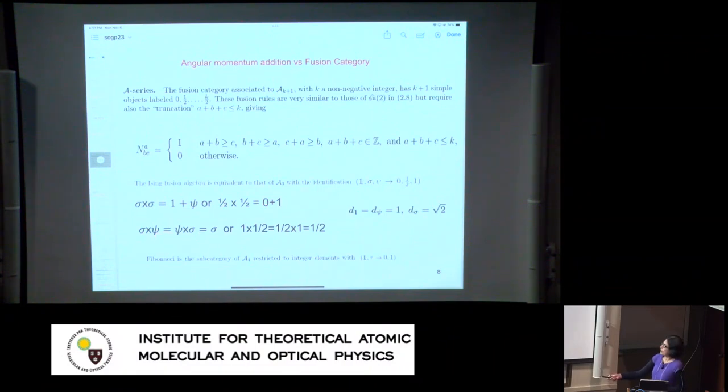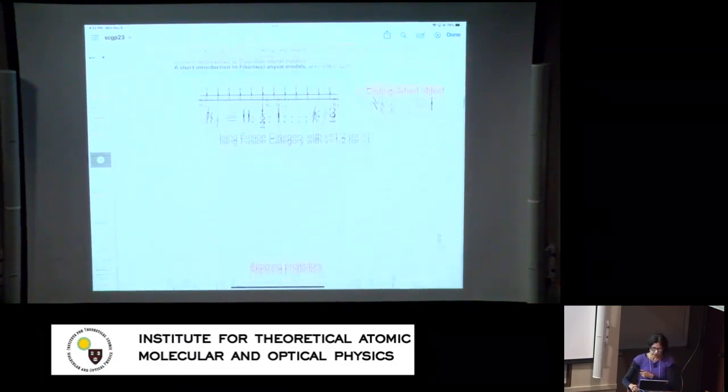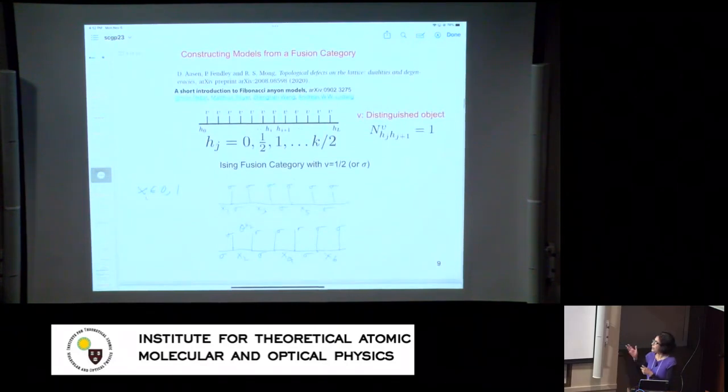Whereas sigma cross psi, you're fusing 1 with half, but this is not angular momentum anymore, so you don't get half plus 3 half, you only get half, because you have to obey a plus b plus c that is equal to k. So using this simple rule, you basically get the familiar Ising fusion algebra. But this is just like some games, right? So now I just want to actually construct a model out of it.